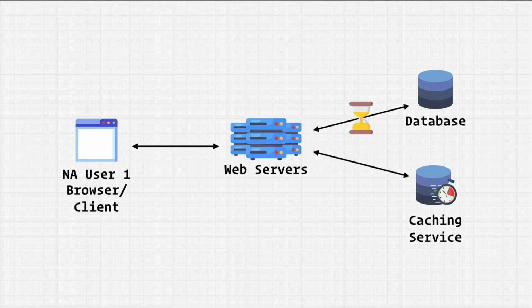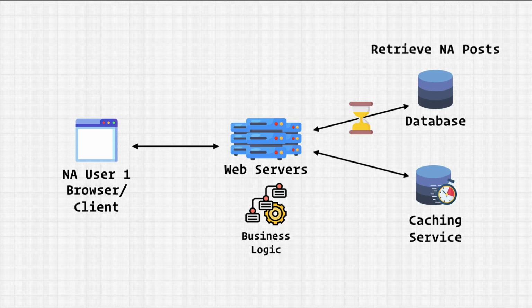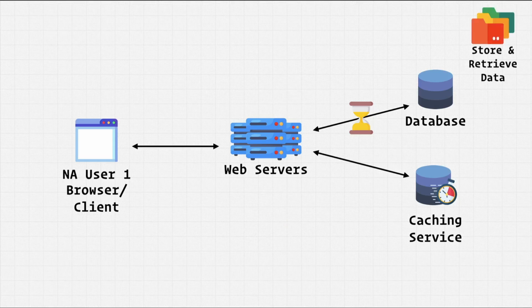The first North American user requests the latest North American posts. Our web server then applies business logic, and it knows that it needs to retrieve these posts from the database because the caching service is empty. So it will go through that process no matter how long it takes. We're trying to retrieve these posts from our database. Our database, of course, knows its function is to store and retrieve this data. It will then retrieve these North American posts, send that back to the web server.